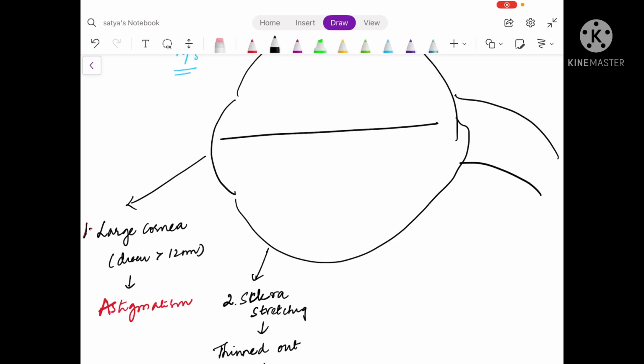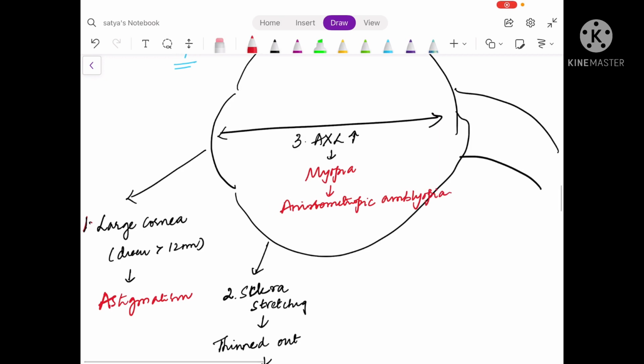Now there is also an overall increase in axial length due to this stretching process. Because of this axial length increase, there will be occurrence of myopia, which can cause anisometropic amblyopia. Therefore, it is advised to perform cycloplegic refraction and retinoscopy if possible in such cases.